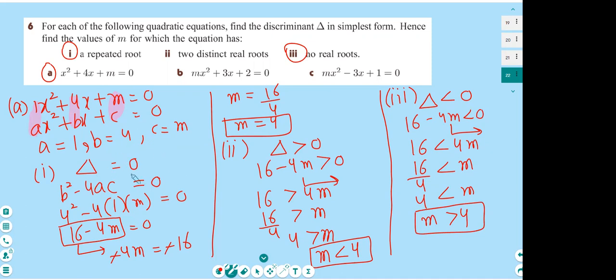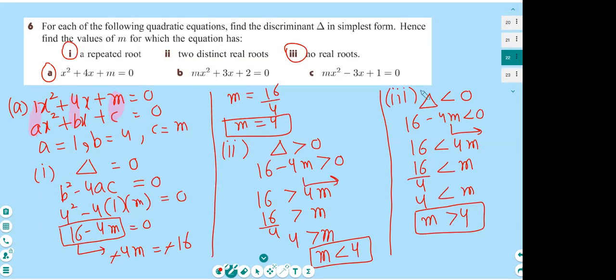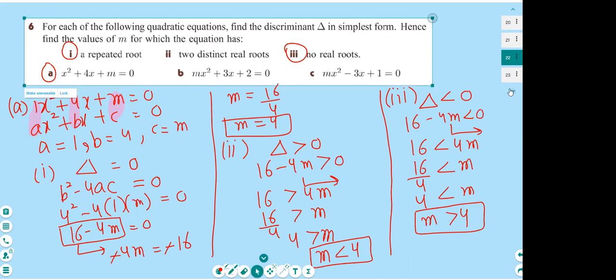If the discriminant is equal to 0, then m must be equal to 4. And in the second case, when there are two distinct roots, m should be less than 4. And when there is no real root, m should be greater than 4, right? And these parts are very similar to it, so you can solve these by yourself, right? I think we should solve another part, that is part C, right?